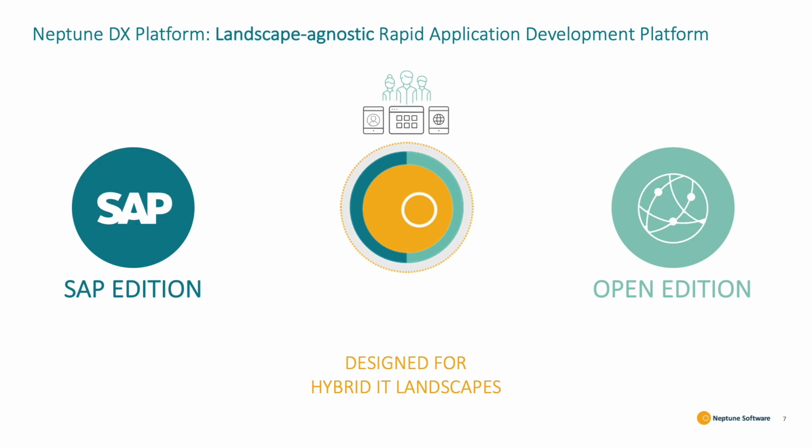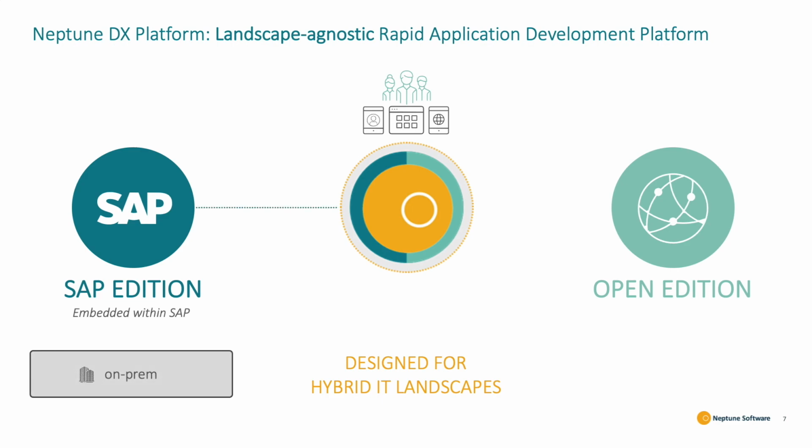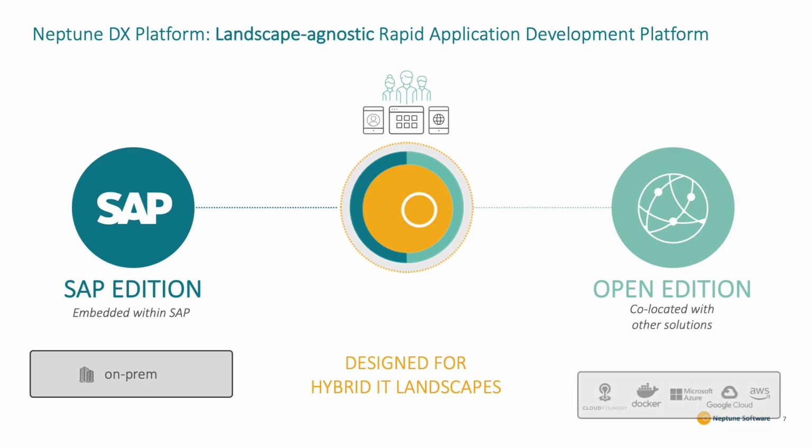The first of the 2 modules is the SAP Edition, optimized specifically to work within SAP. It's the only low-code platform certified to sit directly within the NetWeaver stack. It runs as an SAP add-on, which means you need no additional hosting infrastructure to run the Neptune SAP Edition within your SAP environment, and it's compatible with all versions of SAP. This unique position, being embedded within SAP, brings some unique advantages, and we'll have a look at them over this presentation.